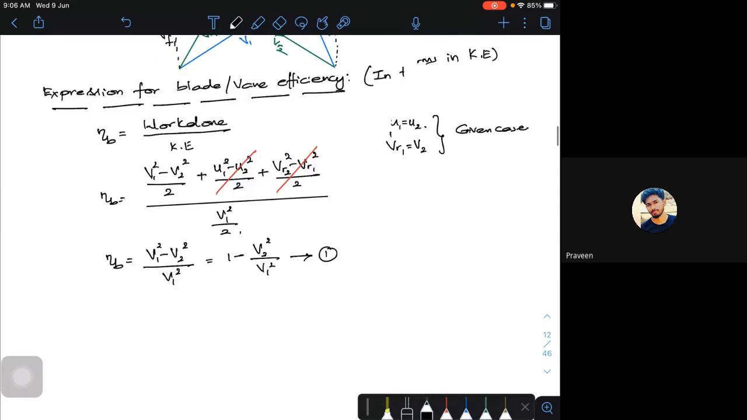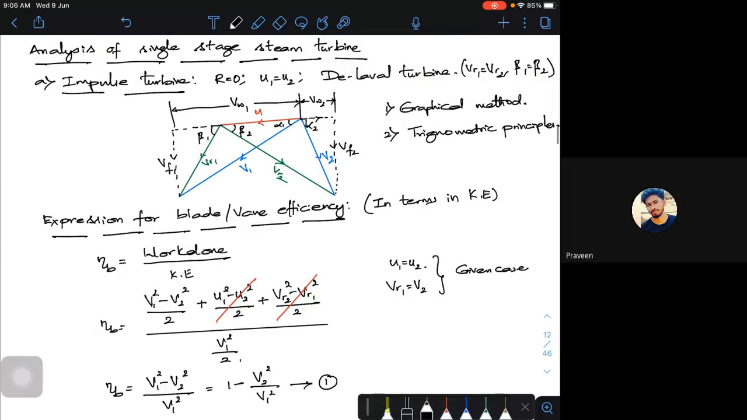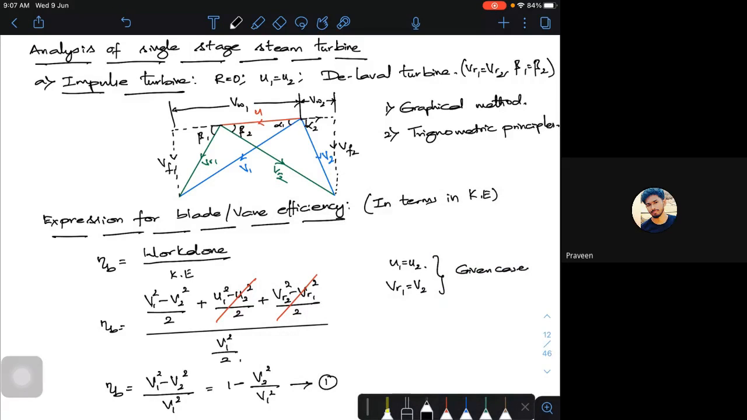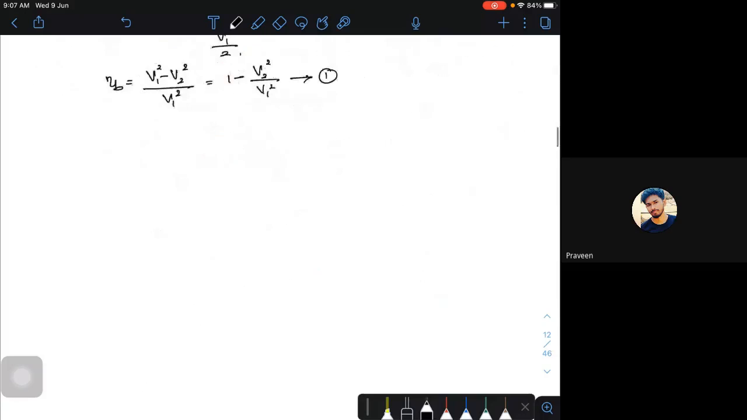Now let us go to the exit velocity triangle. From the exit velocity triangle, your V2 square is equal to VW2 square plus VF2 square.